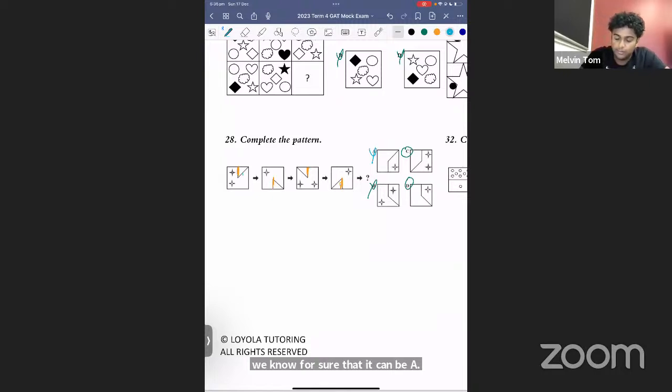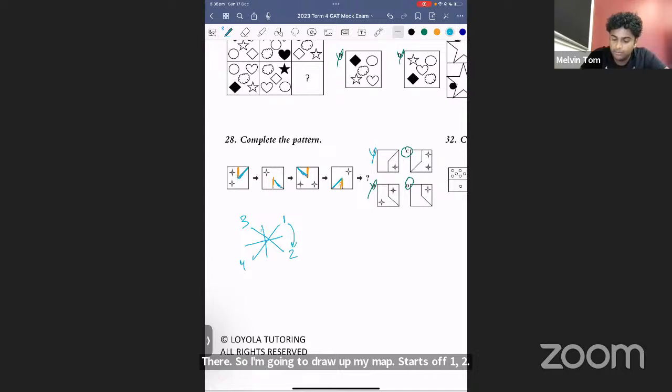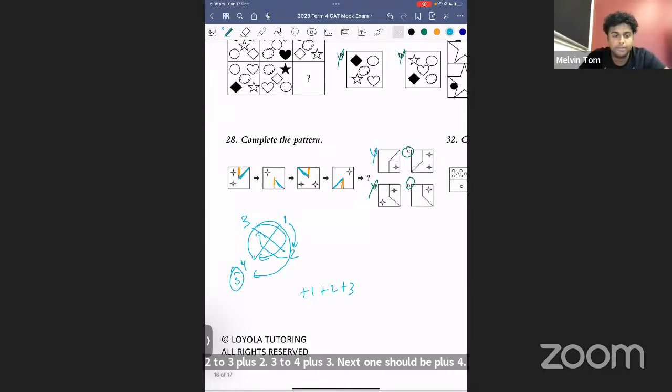From there, let's follow how the blue line moves. It goes from there to there to there to there. So I'm going to draw my map. Starts off 1, 2, 3, 4. 1 to 2, actually, and then since we didn't use the middle sides, we're going to get rid of that. 1 to 2 is +1. 2 to 3, +2. 3 to 4, +3. Next one should be +4, and it should finish off at the bottom left. Answer is C.